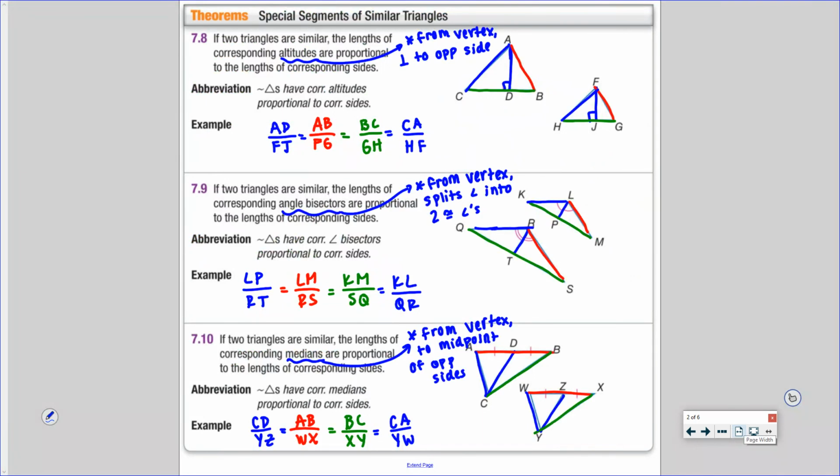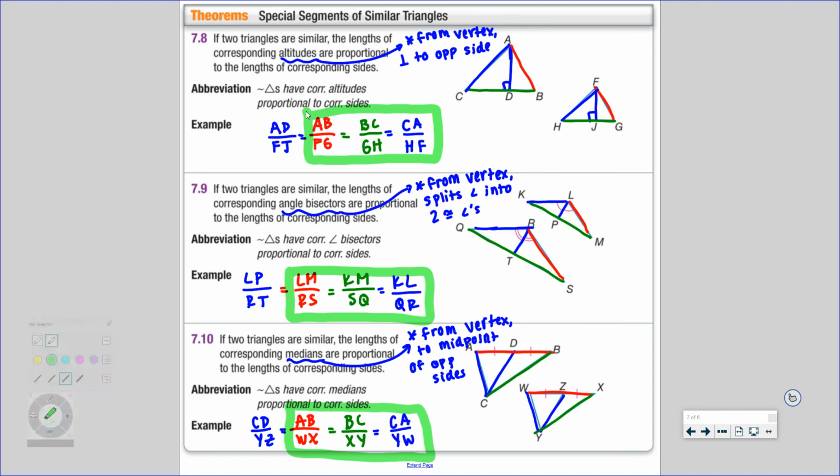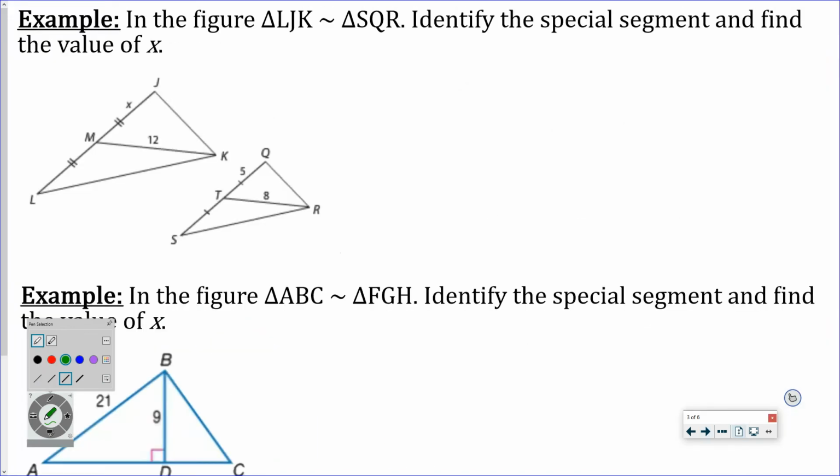So like I said, we already knew this before today, that in similar triangles, all their corresponding sides are proportional. They have that same scale factor. Here's what's new for us. The medians are also proportional to that. So are the angle bisectors. So are the altitudes. That's the new part. Okay, let's try some.